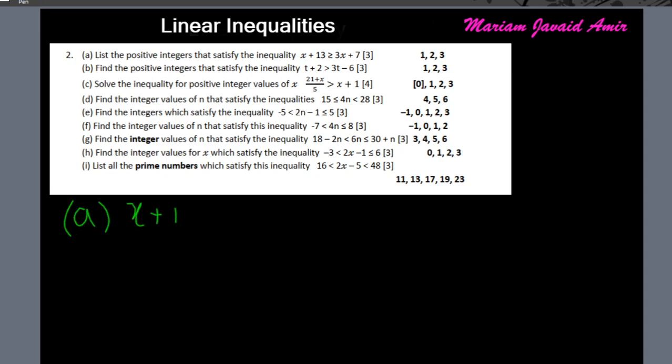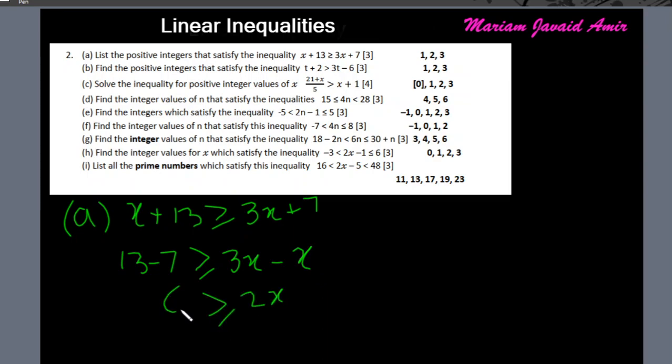x plus 13 greater than or equal to 3x plus 7. So this becomes taking 7 to the left hand side and x to the right hand side. We get 2x here and we get 6 here, and then we get x is less than or equal to 6. So on a number line, this would mean that if we have 6 here and 7 here and 5 here and so on, x is less than or equal to 6.